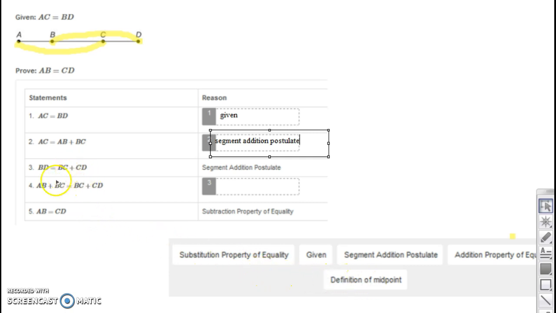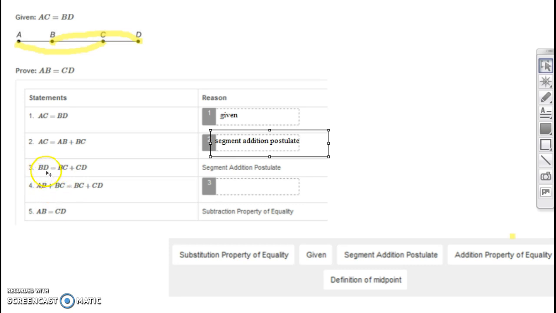Okay, and then let's see what they did. So the next thing they did was the segment addition postulate again, saying that BD, this whole segment, was equal to BC plus CD. And now if we look down here, we got to use the two previous steps. Now they're saying AB plus BC equals BC plus CD.